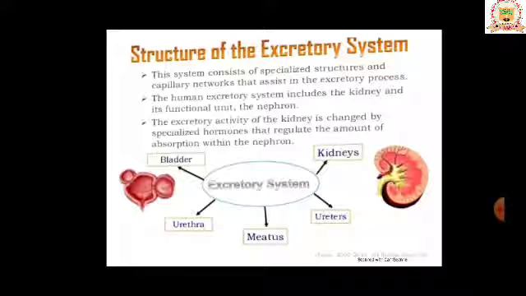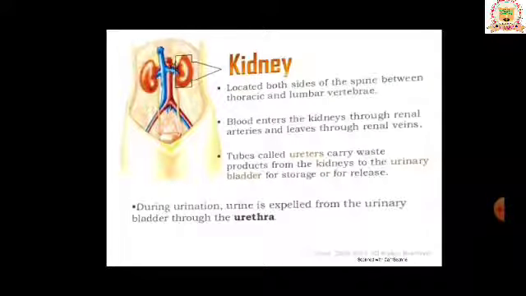So this will give you a brief idea: the kidney leads to the ureters, meatus, urethra, then comes to the urinary bladder. Now coming to the main structure, that is the kidney, let me see where it is located, what is the shape and how it works. The kidney is located on both sides of the spine between the thoracic and lumbar vertebrae. So my dear students, a pair of kidneys are located in the abdominal region.